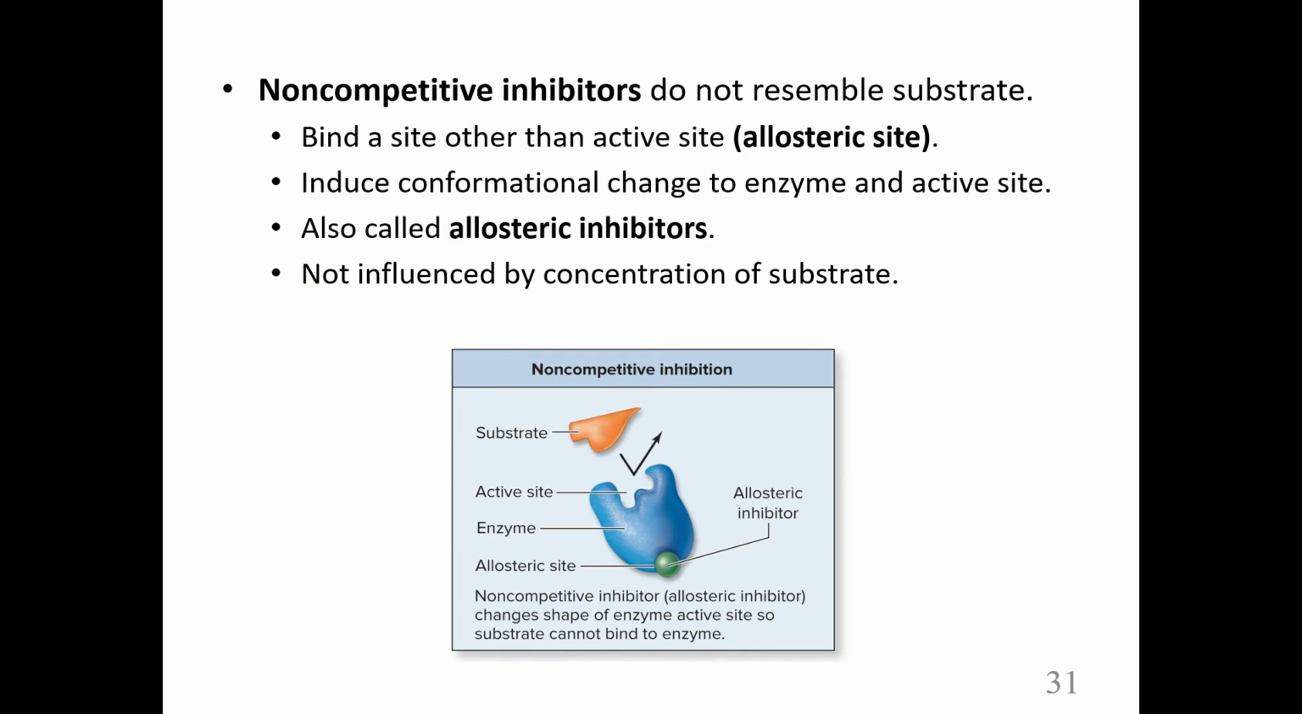A non-competitive inhibitor does not resemble the substrate. It binds a site other than the active site. This is called the allosteric site. Non-competitive inhibitors induce conformational changes to the enzyme and its active site. These are called allosteric inhibitors, meaning they are binding to another place rather than the active site. Non-competitive inhibitors are not influenced by the concentration of the substrate.